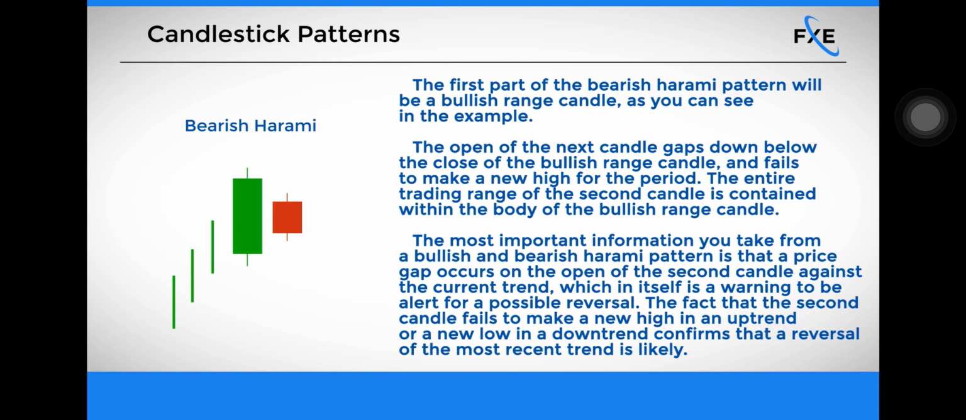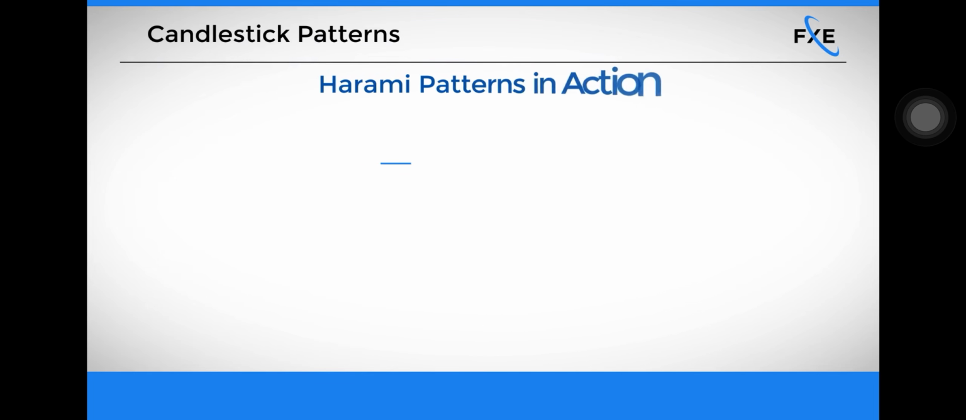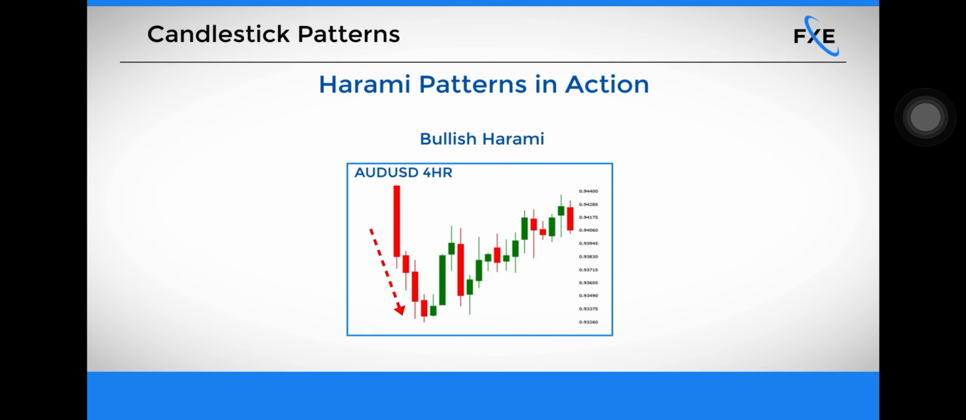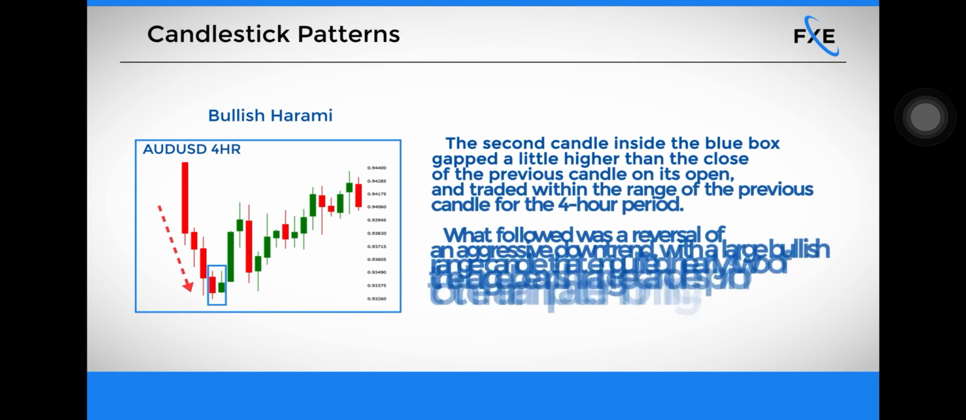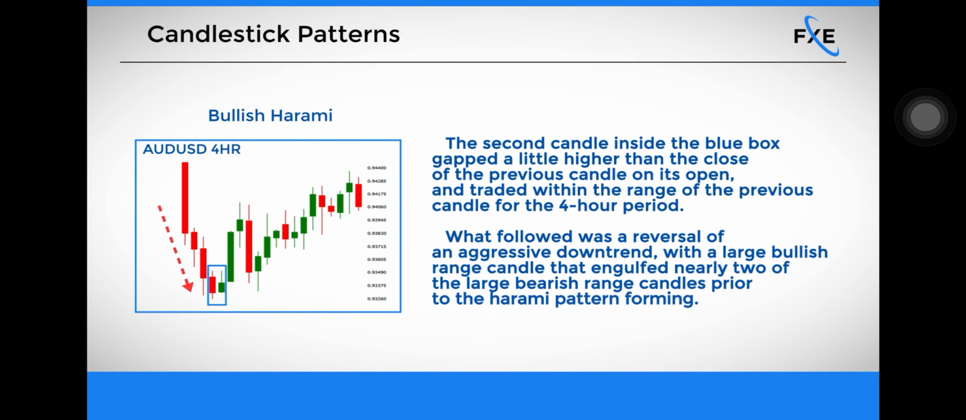Let's look at some examples of bullish and bearish Harami patterns to demonstrate how useful they can be. The example on the screen shows a downtrend in action with a series of large bearish candles in sequence on the Aussie USD 4-hour chart. The second candle inside the blue box gapped a little higher than the close of the previous candle on its open and traded within the range of the previous candle for the 4-hour period. What followed was a reversal of an aggressive downtrend with a large bullish range candle that engulfed nearly 2 of the large bearish range candles prior to the Harami pattern forming.